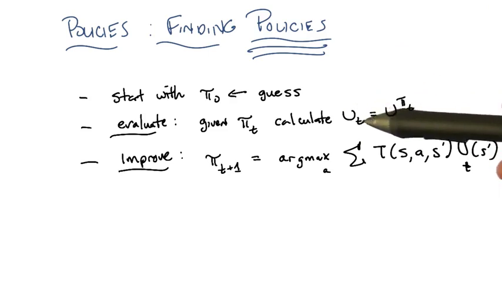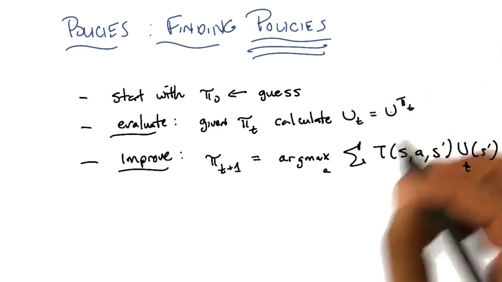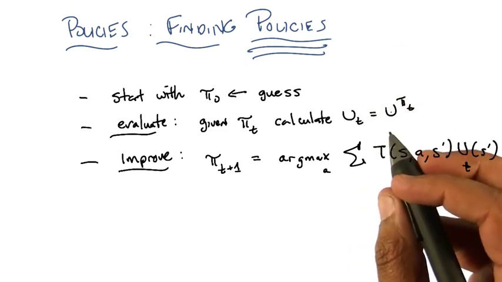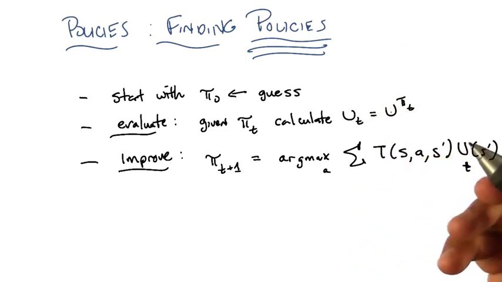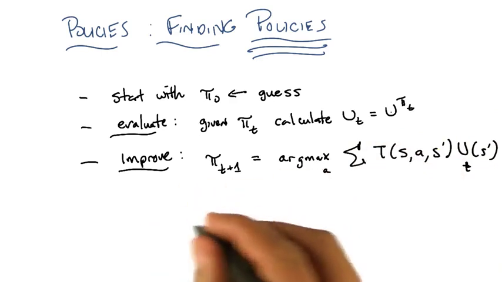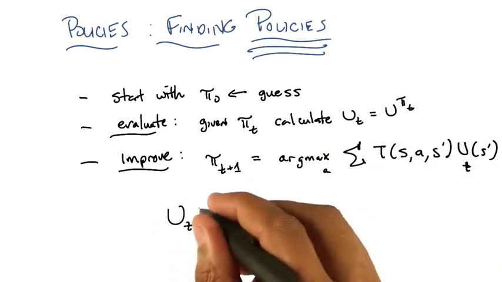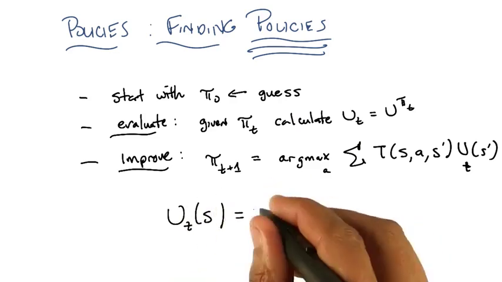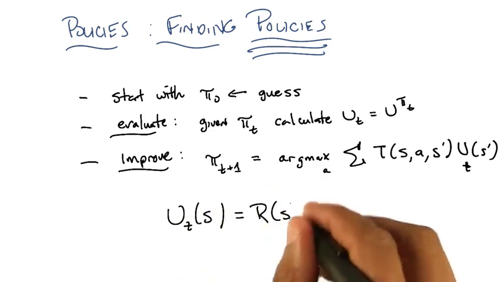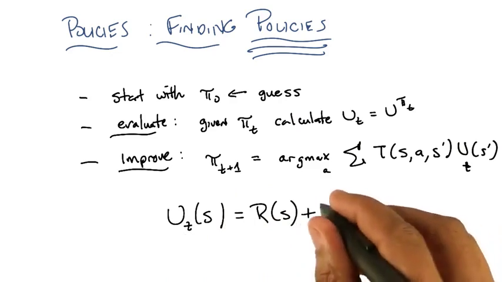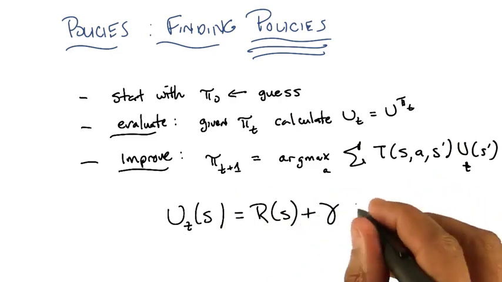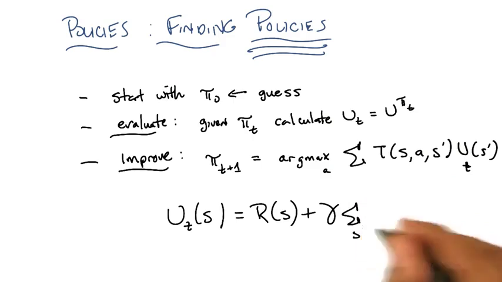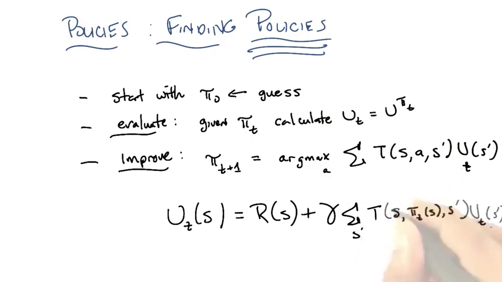But the key thing here is we have to figure out exactly how to compute u sub t. Well, the good news is we know how to do that, and it's actually pretty easy, and it boils down to our favorite equation, Bellman's equation. So our utility at time t, that is the utility that we get by following the policy at time t, is just the true reward that we're going to get by entering that state plus gamma times the expected utility, which now looks like this.